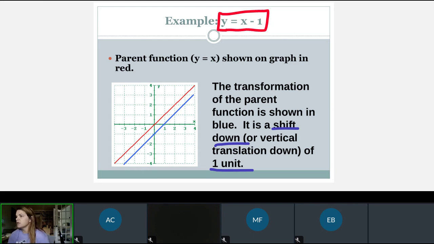G of x is the new function. So this one would be, instead of y, it would be g of x. And your old function would be f of x. That's your parent function.